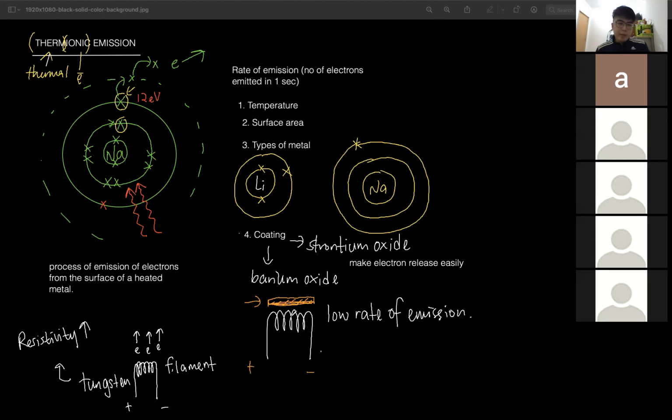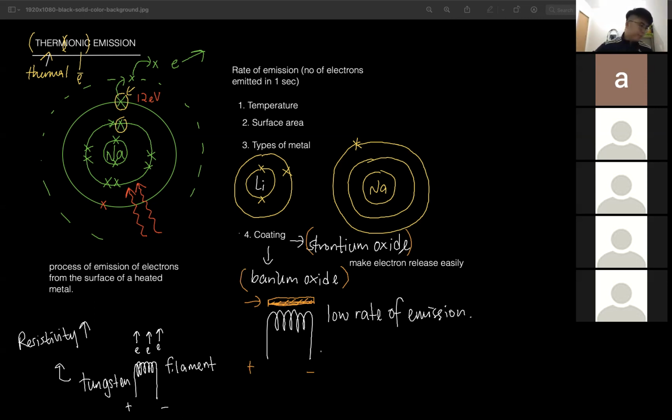And the filament will heat up faster, and then this filament will heat up the metal on top of it. Only the filament itself is not enough. You have 1 extra layer, the metal on it. And plus, this metal is also coated with barium and strontium to further increase the rate of emission.